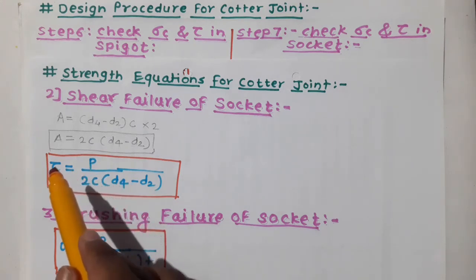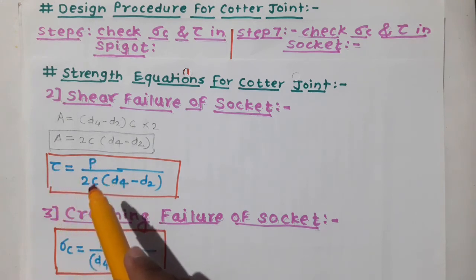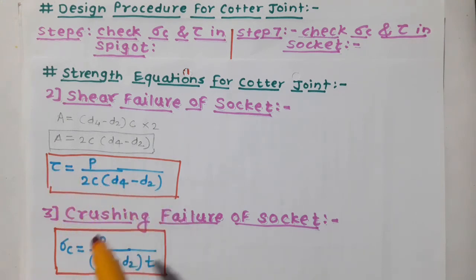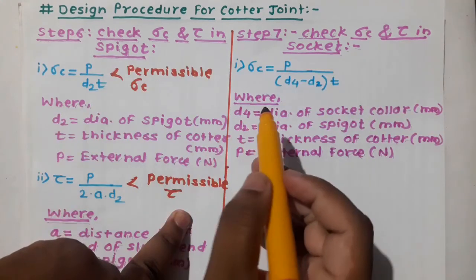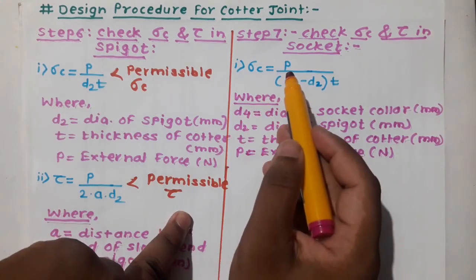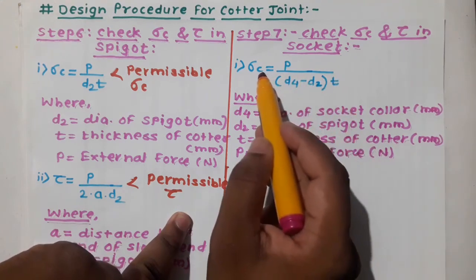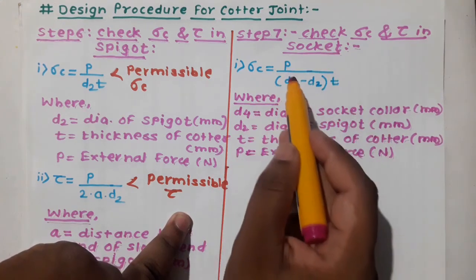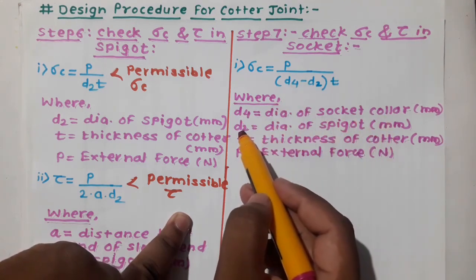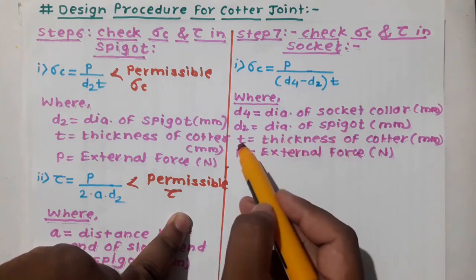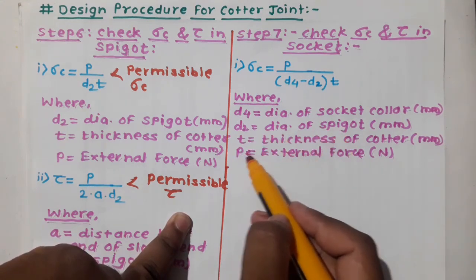So this is the induced shear stress for the socket, that is P upon twice into C into d4 minus d2, and this equation gives us the crushing stress in the socket. Sigma c is equal to P upon d4 minus d2 into T. So we have to use this equation as it is in this step number 7. So from this equation, sigma c is equal to P upon d4 minus d2 into T, we can calculate the induced crushing stress in the socket. In this equation, we have to put the value of d4, which is nothing but the diameter of socket collar in mm, d2 is the diameter of spigot in mm, T is the thickness of quarter in mm, and P is the external force in Newton.